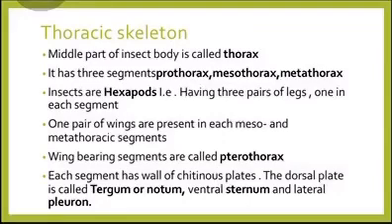Each segment has a wall of chitinous plates, and the dorsal plate is called as tergum, and in case of thorax the tergum is given another name, called notum. On the ventral side is the sternum, and the lateral plates are called as pleuron.